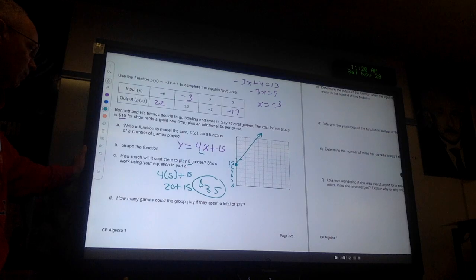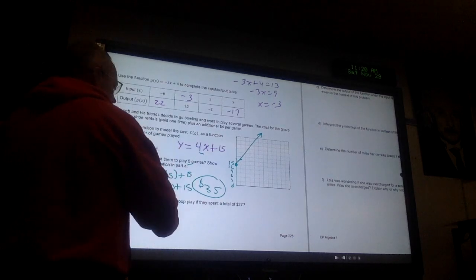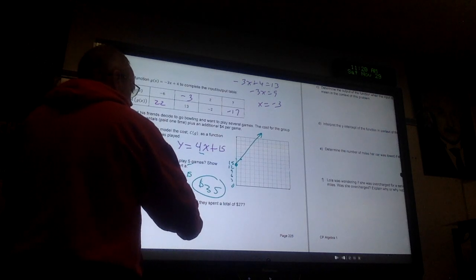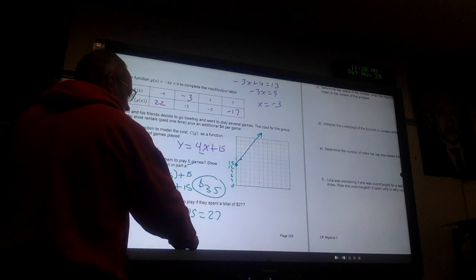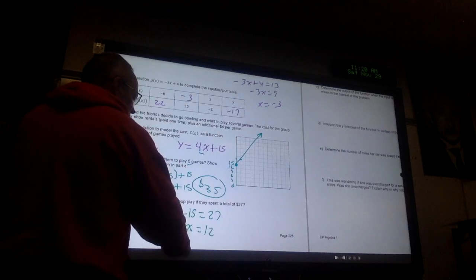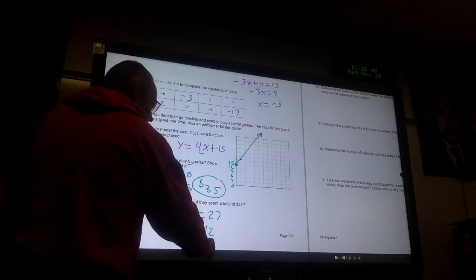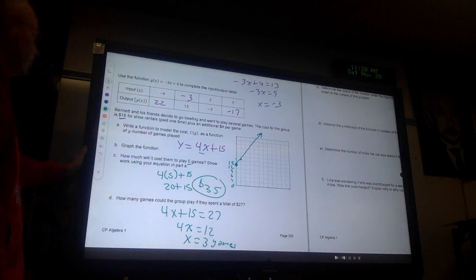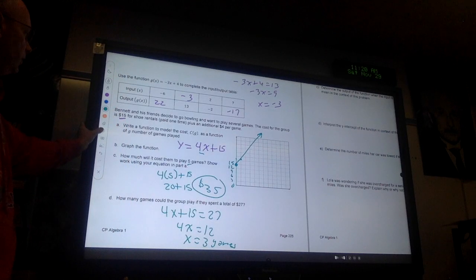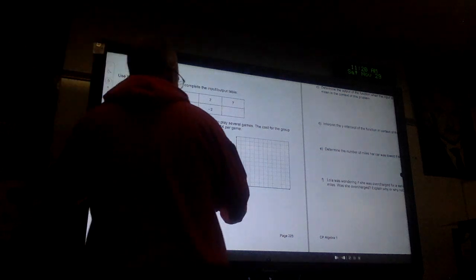How many games could the group play if the total was $27? I'm going to take our equation, 4x plus 15 equals 27, subtract 15 from both sides and divide each side by 4, so they can play 3 games. They paid $27. Make sure you ask your teacher if you need some extra help on this, okay?